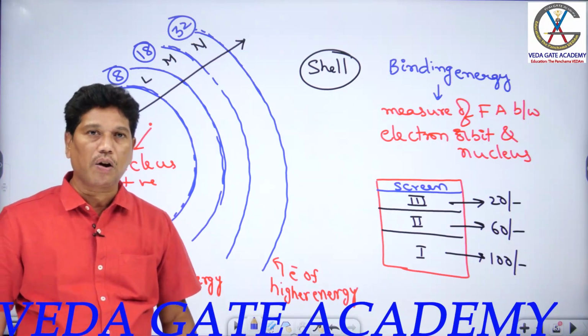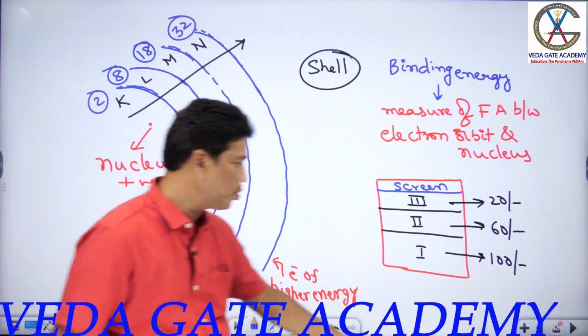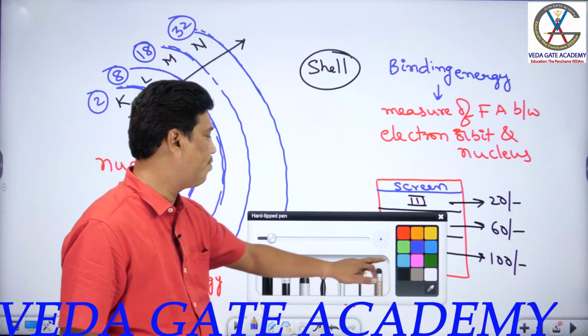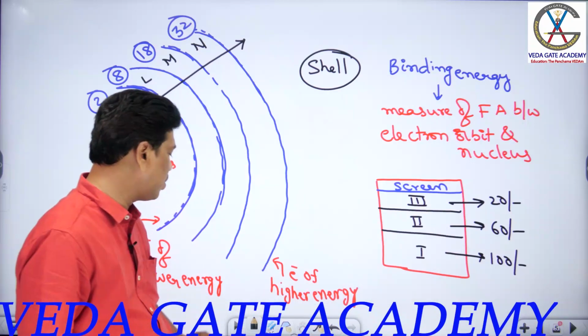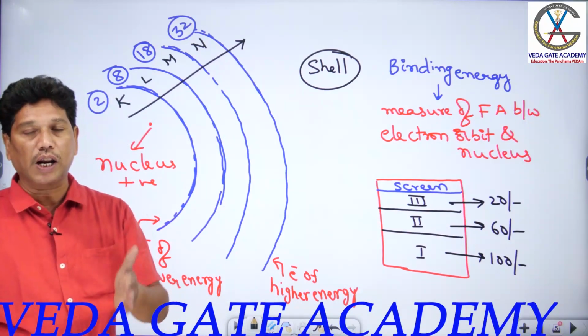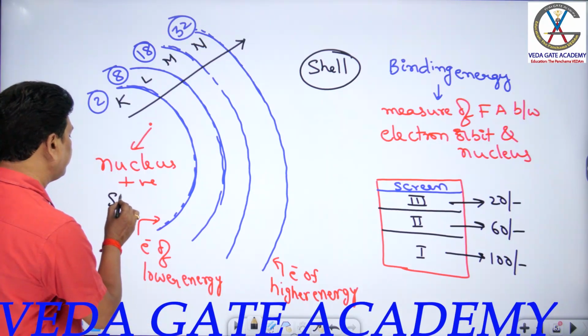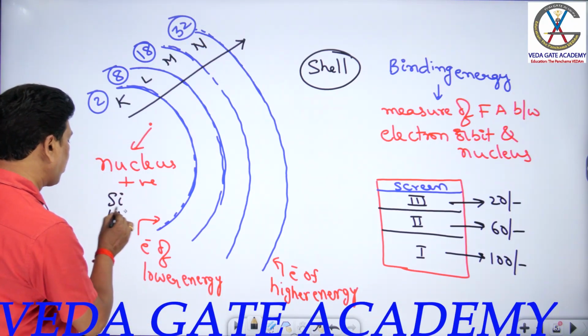Is it right or not? Now I can show you. Suppose silicon: what atomic number do you know? It should be 14, meaning 14 electrons are there. Now I can go for silicon. This is a silicon atom that has 14 electrons.